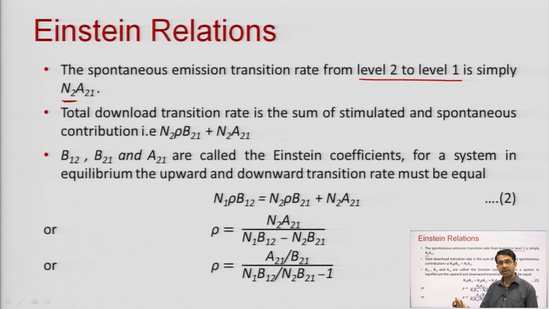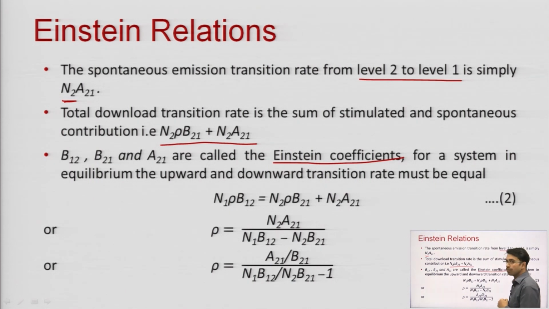It will automatically jump from excited state to ground state, with a constant A21. So, total downward transition rate is downward transition due to stimulated emission plus downward transition due to spontaneous emission. These three constants are called Einstein coefficients, and we have to find out the relationship between these coefficients.